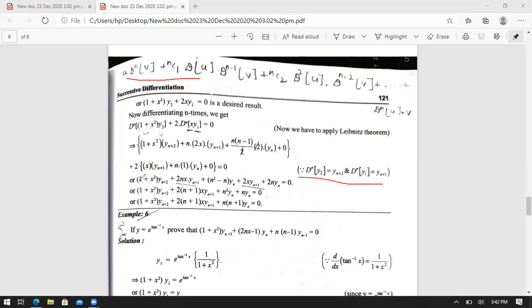Whichever one the proof is asking, you write that much. Okay, the next final answer is 1 plus x square y of n plus 2 plus 2nx y of n plus 1 plus n square minus n, taking this one, n into n is n square minus n into 1 is n, so n square minus n yn, plus 2x y n plus 1 plus 2n y is equal to 0.